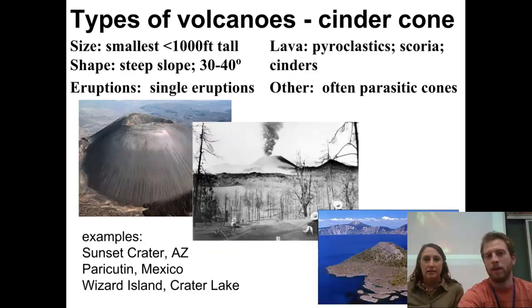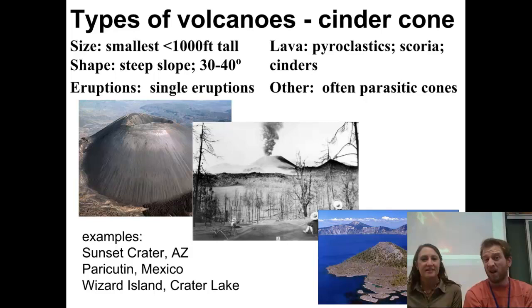Last type? We've got the cinder cone. These are the little baby volcanoes, the smallest of them all, less than 1,000 feet tall. They're amazingly steep, 30 to 40 degrees.